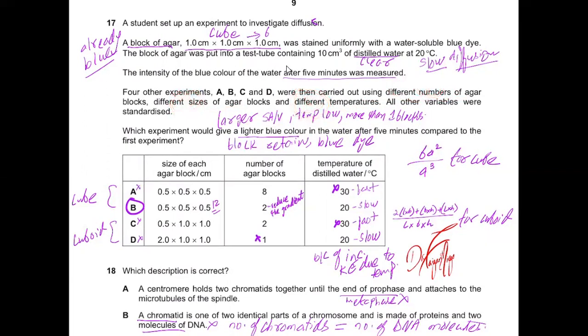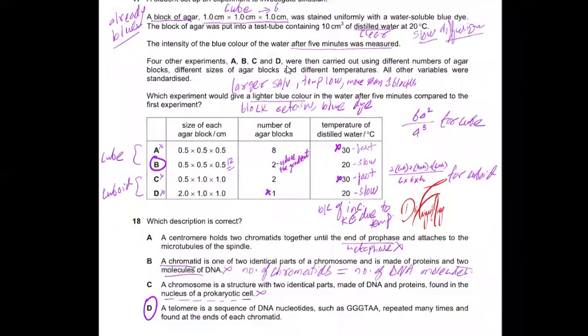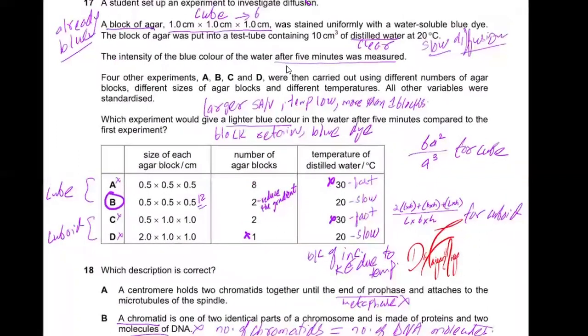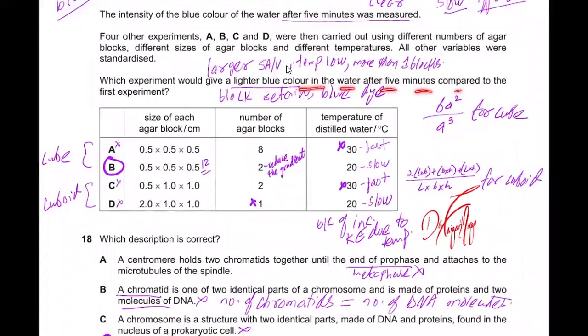All of the other variables were standardized. Now we need to recall how diffusion is affected by all of these. So, which experiment would have a lighter blue color in water after 5 minutes? Lighter blue color means that the block is retaining the blue dye, not giving off the blue color very readily, and the solution is not turning the same intensity of blue in 5 minutes. So that means the block must have a smaller surface area to volume ratio. The temperature must be low.